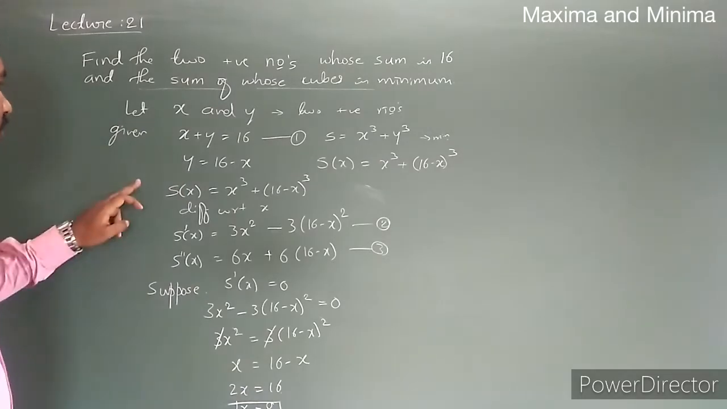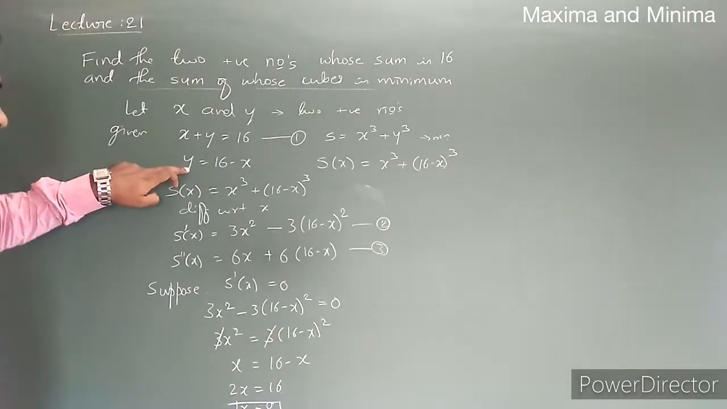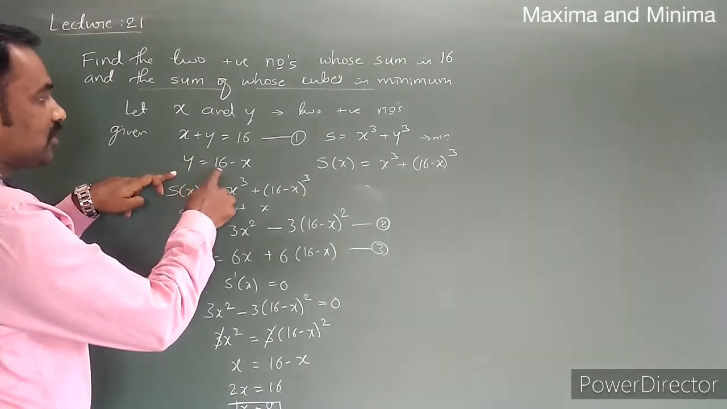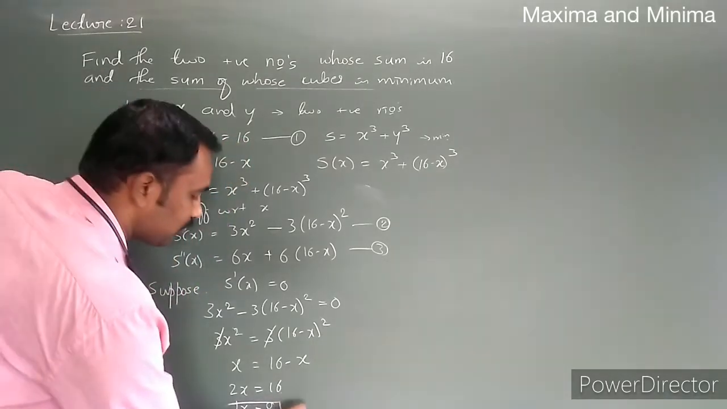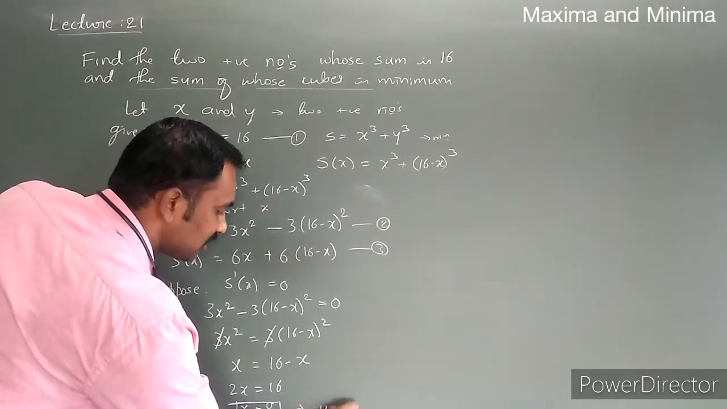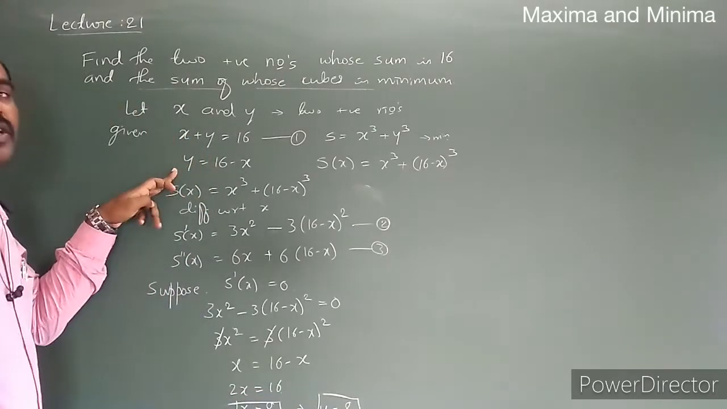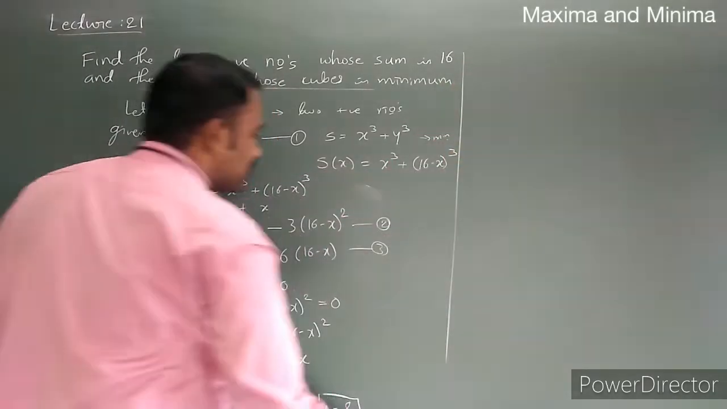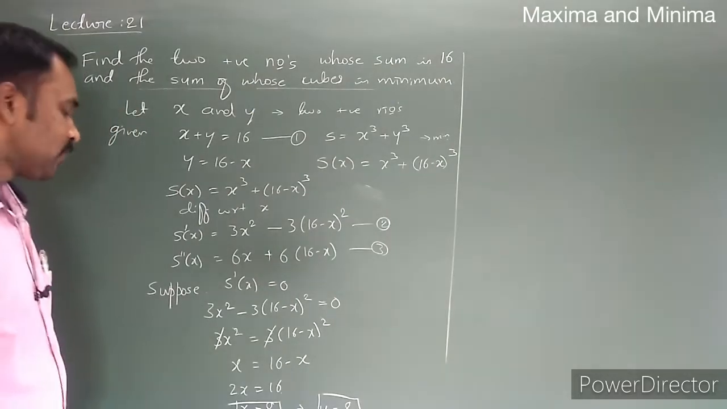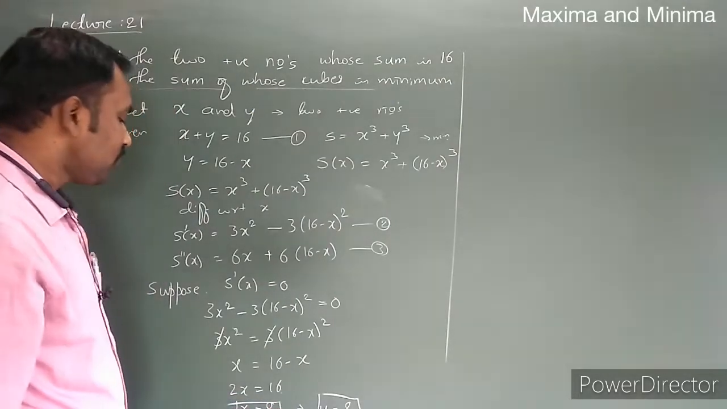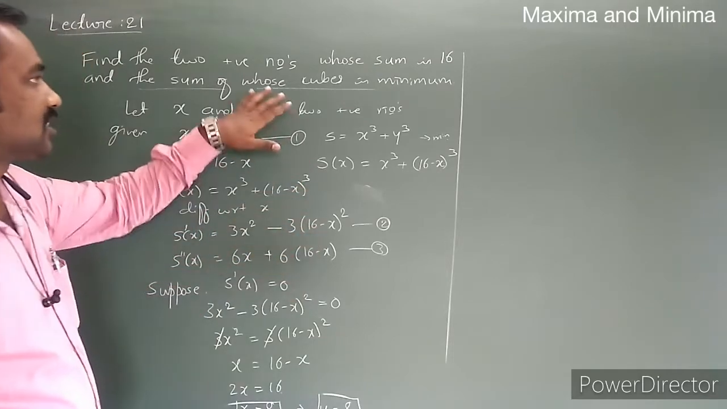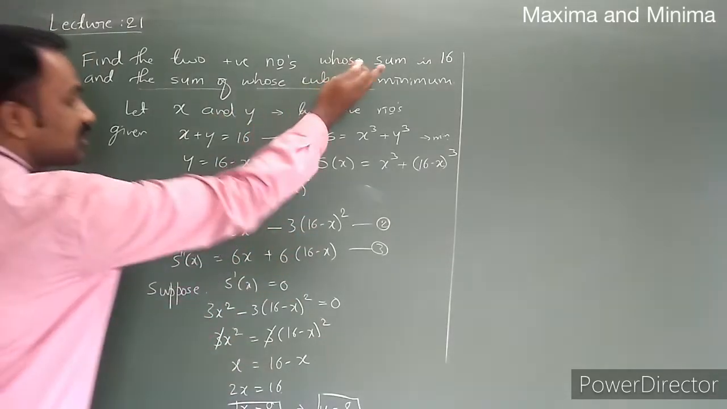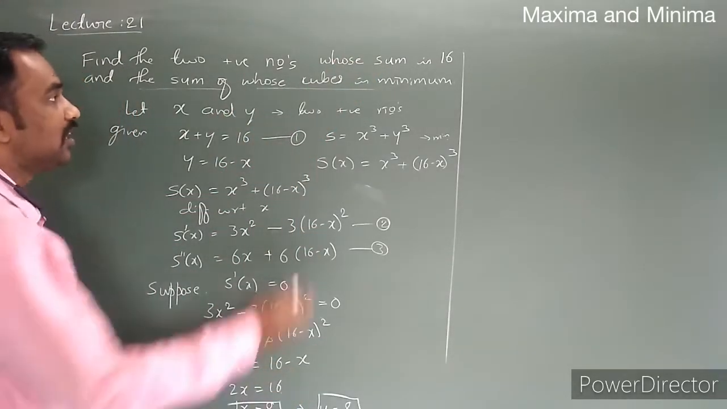If x is 8, what will be the y? Equation number 1 implies y is equal to 8. So x is equal to 8 as well as y is equal to 8. We will get the x and y values. Now, after getting x and y, does that satisfy the condition? Sum is 16. Okay, sum is 16, no problem.